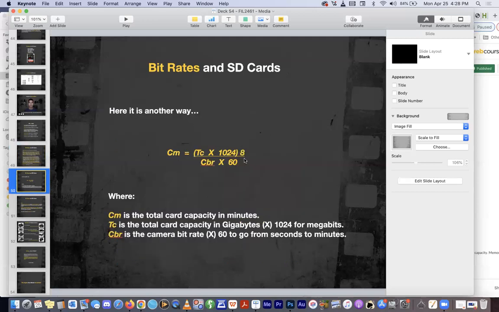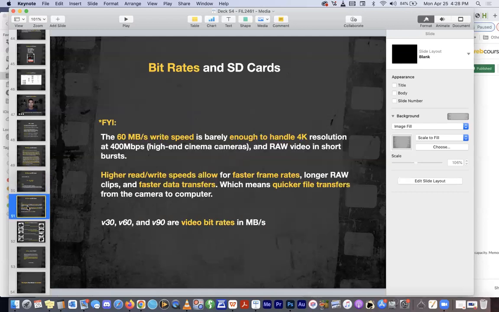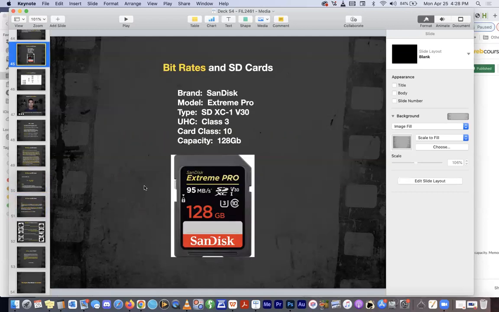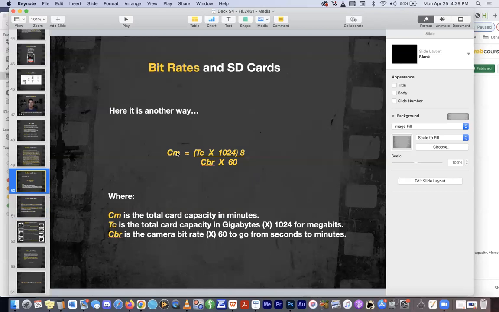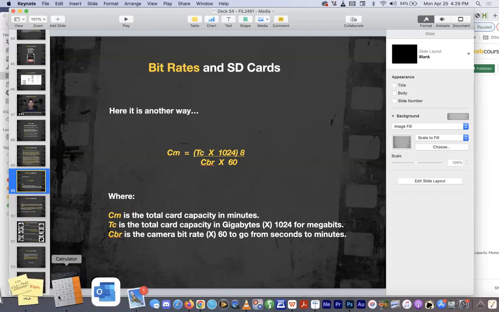So now you could take this formula and then you could apply it to the GH5 problem. And you could figure out how much recording time you'd get on a 128 gigabyte card. If we do that, we'd say, okay, the capacity in minutes is going to be equal to 128. Let's do it real quick.